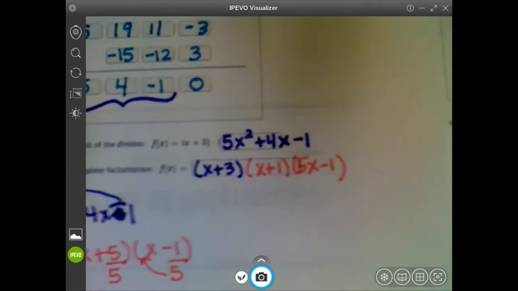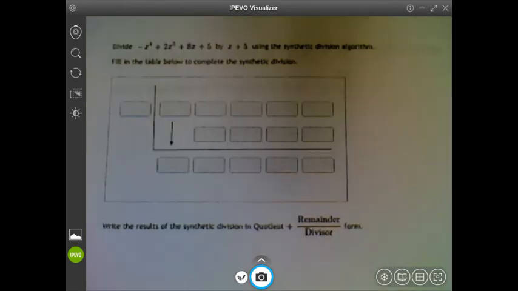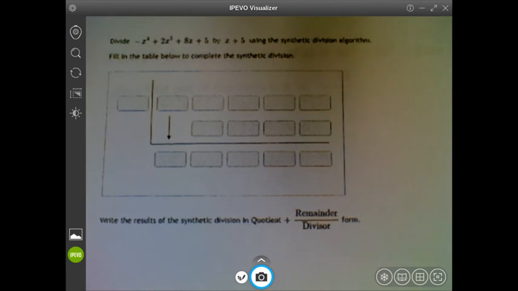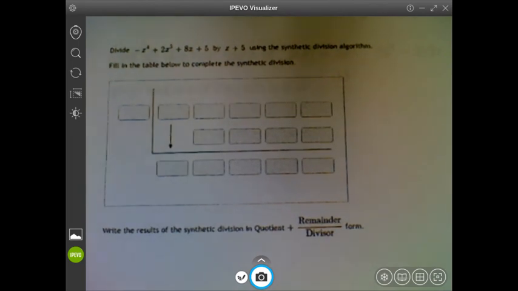All right, so here is the next one. We have another synthetic division problem, and we're going to write the results in quotient plus remainder over divisor form, so that's similar to one that we did in the past. So I highly suggest you hit pause on the video and go ahead and try it on your own to see what you come up with, and then when you're ready, you can hit play, and we will go over it.